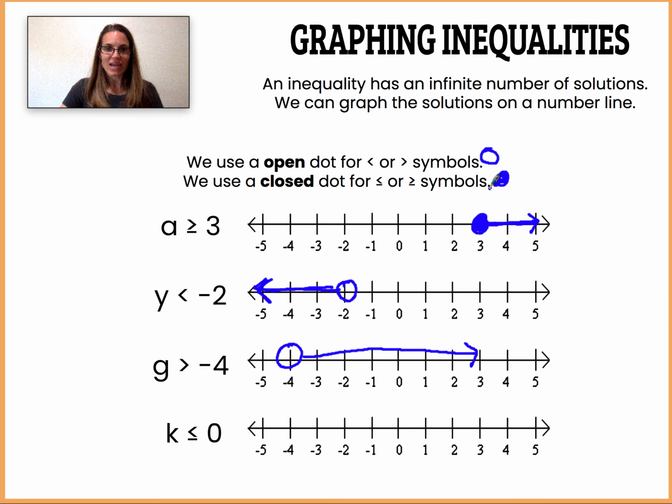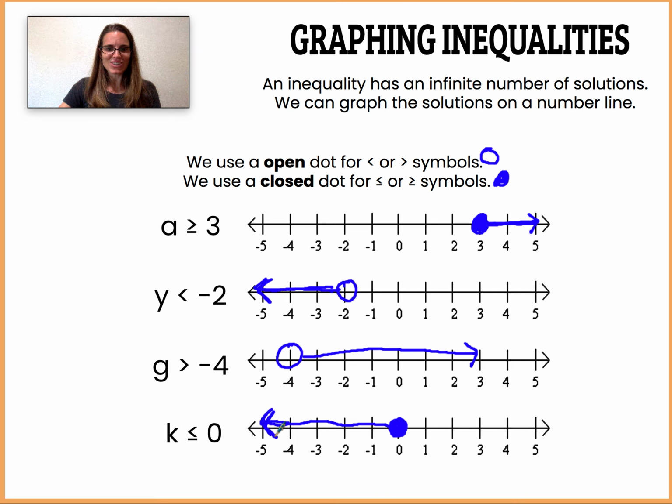Last example, I'm back to a closed dot since I have that equal to component. K is less than or equal to 0. So closed dot, less than or equal to means the smaller values headed in this direction. Hopefully your arrows are prettier than mine.